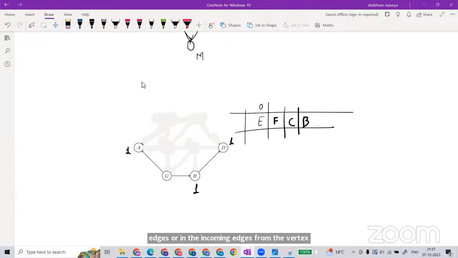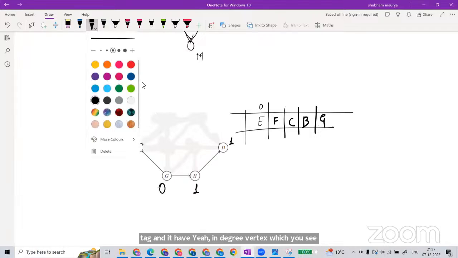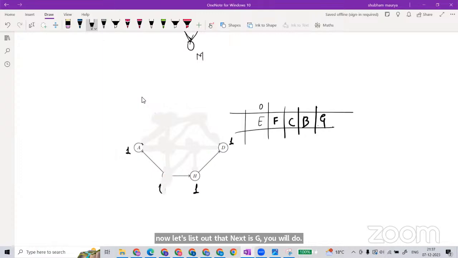Now again see that this is 0, no? So again this is a DAG and it has a vertex with in degree 0, which is G. Now let's list out that. Next is G, we will do. So let's remove that, this G.